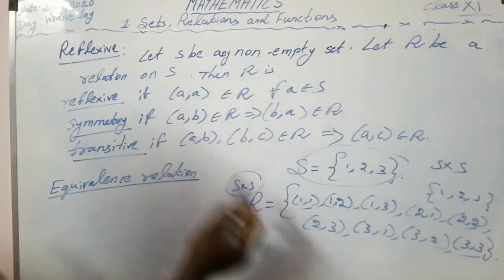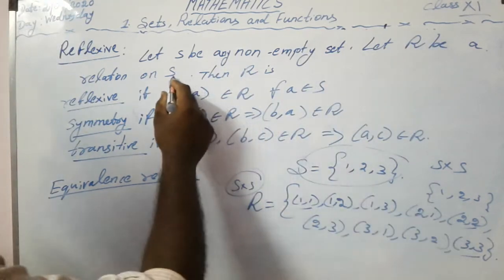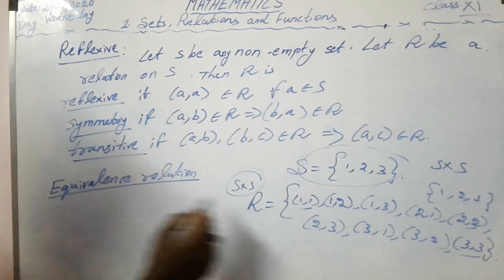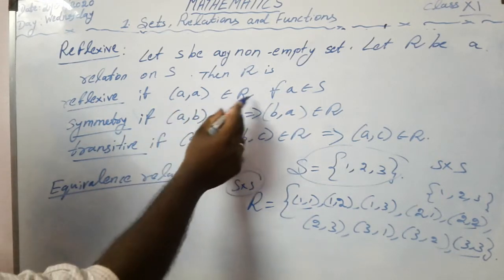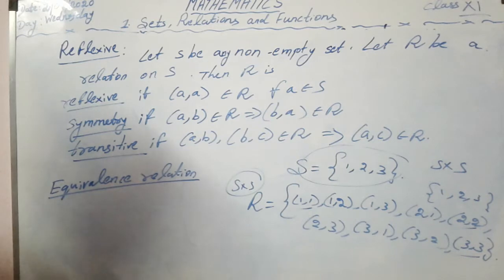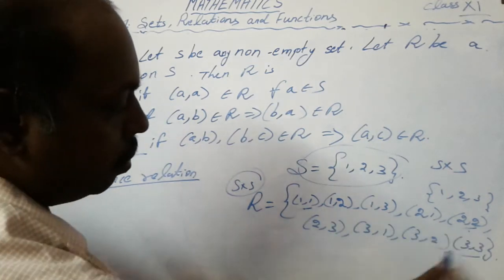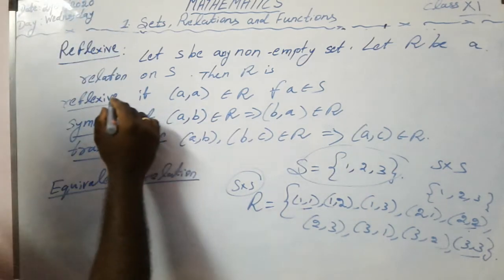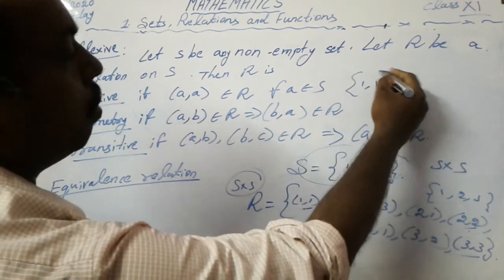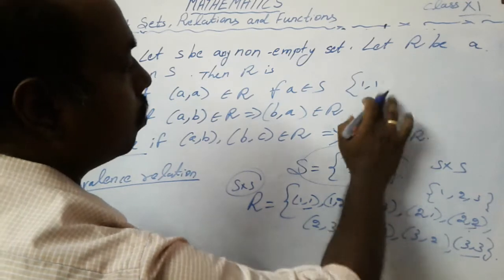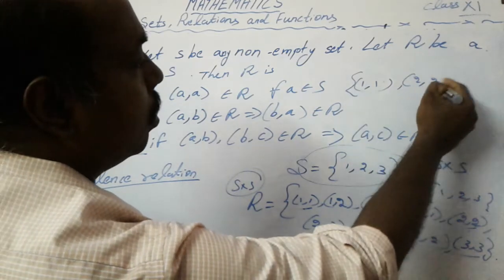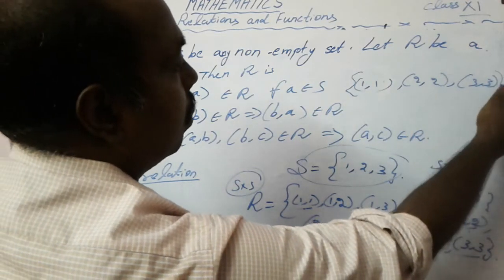Let R be a relation on S. Then R is reflexive if (A, A) belongs to R for all A belongs to S. Here, what is A? (1, 1), (2, 2), (3, 3). That is reflexive. Am I right? These are called reflexive.